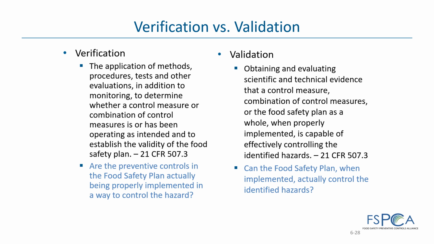We just looked at that definition, and then we ask ourselves, can the food safety plan, when implemented, actually control the identified hazards? Is it designed correctly? The other verification activities ask whether the preventive controls in the food safety plan are actually being properly implemented in a way that can control the hazard. So is this thing that I designed through the validation process actually being done, and is it still effective? I hope that clarifies a little bit. We're going to dive a little more into some of this as we go through.